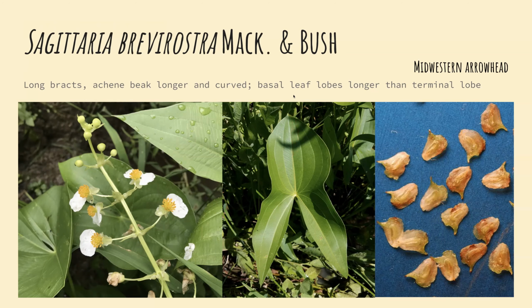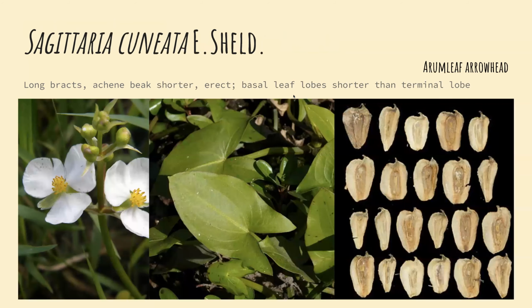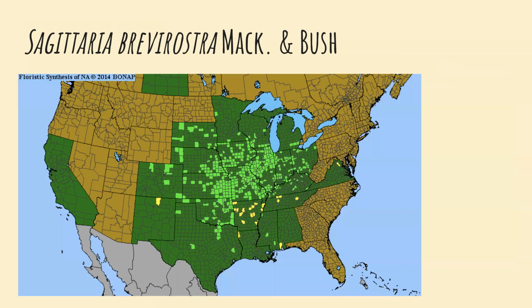Similar species to Sagittaria brevirostra is Sagittaria cuneata. And I guess let me just show you the map there. This is Sagittaria brevirostra. This is only a North American species, and kind of reaches its northern range limit more or less in Wisconsin. I'm not sure what's going on in Canada here.